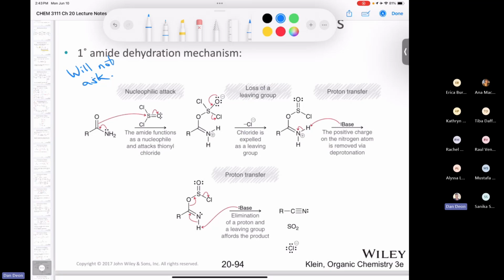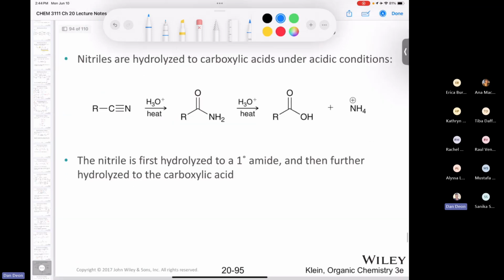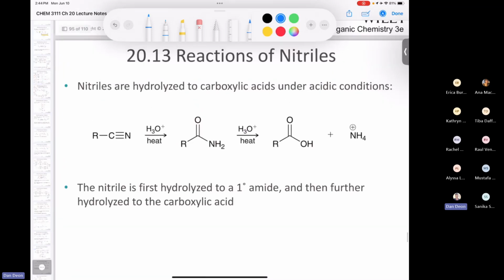Then through a series of proton transfers, you end up losing the sulfur dioxide and the chloride ion to make the nitrile. It's not a very long mechanism, but I feel like it's far enough apart from other mechanisms that you have to know in this class. And Fischer is way more important than this would ever dream of being, so you don't have to memorize this whatsoever. Okay?